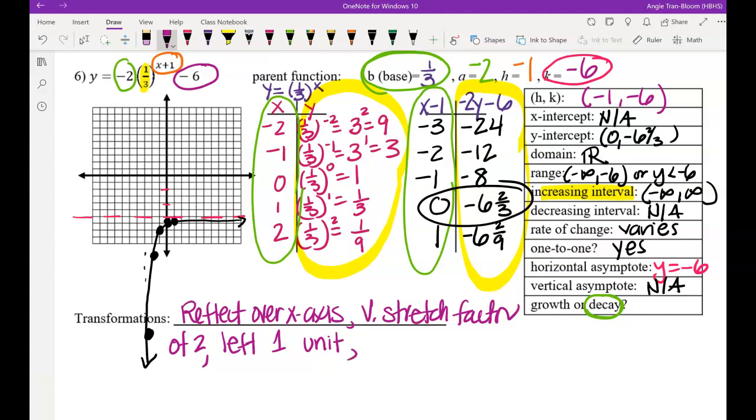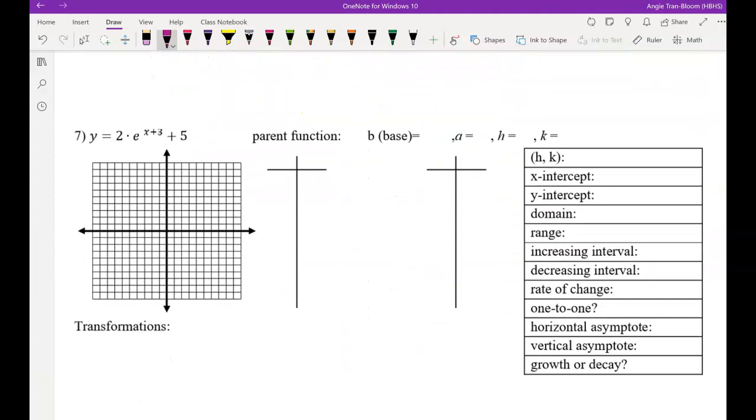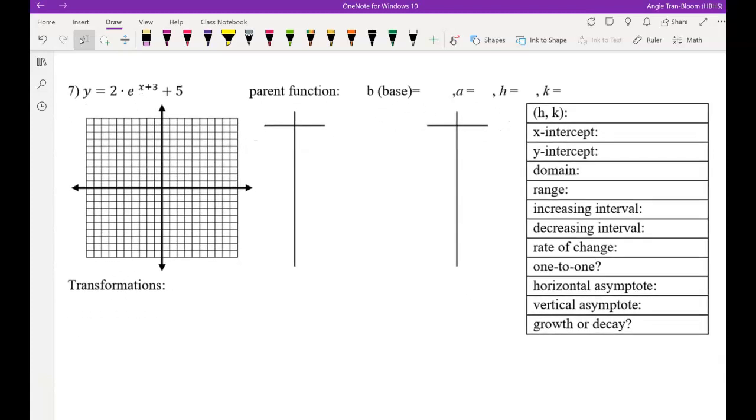Then your K value of -6, so that's moving down 6 units. Okay, let's do example 7. This one is really interesting, so make sure you guys pay attention, okay? y equals 2 times e to the x plus 3, plus 5. So your base is e. Your base is e, so that allows me to write y equals e to the x.